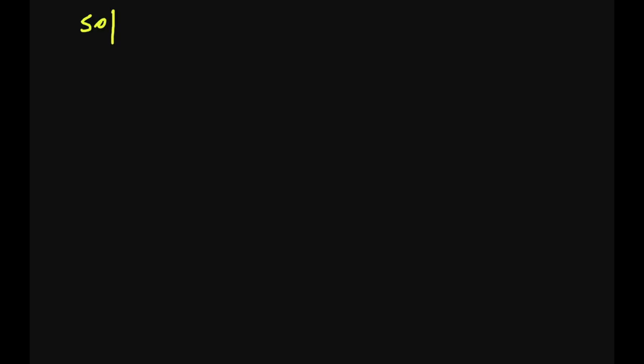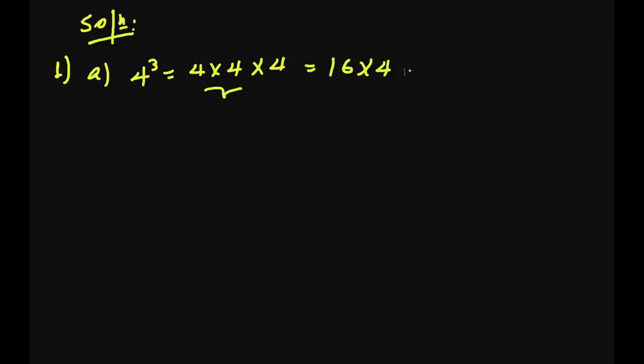Solution. Question number 1: determine whether each of the following statements is true or false. A: 4 to the power of 3 is equal to 4 times 4 times 4, which is 16 times 4. So the answer will be true.